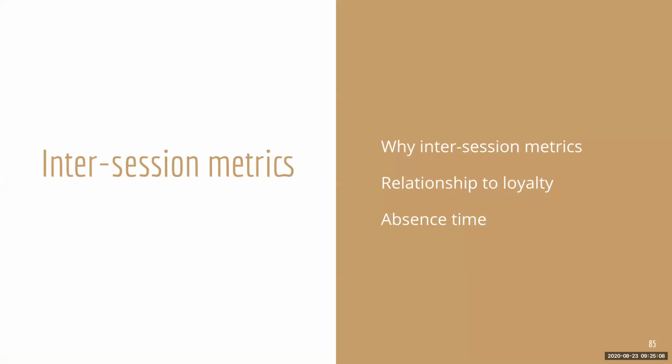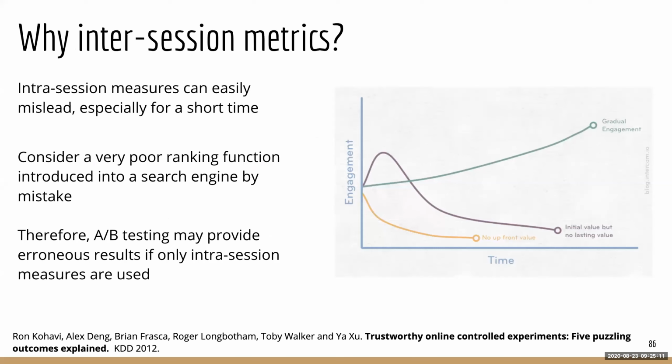Okay, so intersession metrics. Why do we need intersession metrics? It's simple. You may have an A/B test where the metric moves in the direction you want, but it's really not working. This graph is a bit of an exaggeration. You launch something, everything goes down, and usually you stop and revert. But often what happens is you launch something, it goes up, because of confusion and so on, and then it goes down again. What you really want is this gradual engagement.